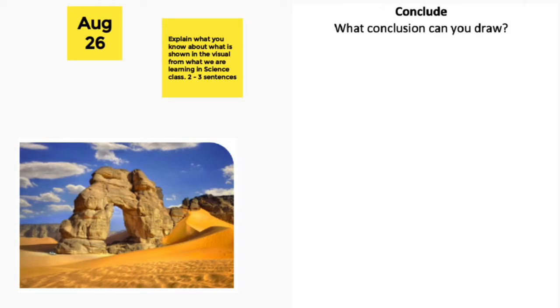So for today, we are going to conclude. Explain what you know about what is shown in the visual from what we are learning in science. Today we're going to be learning a little bit about how these formations are created. So you might want to wait till after our lesson today to go back and do that one, or you may remember from last year. All right. So 2 to 3 sentences on our visual literacy mat.